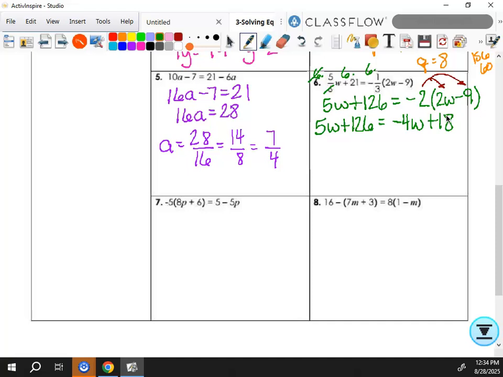And so then we get 9w plus 126 equals 18. What if I'm going to do 126 minus 18? I know it's going to be a negative number, and it's still going to be in the 100s. It's -108.